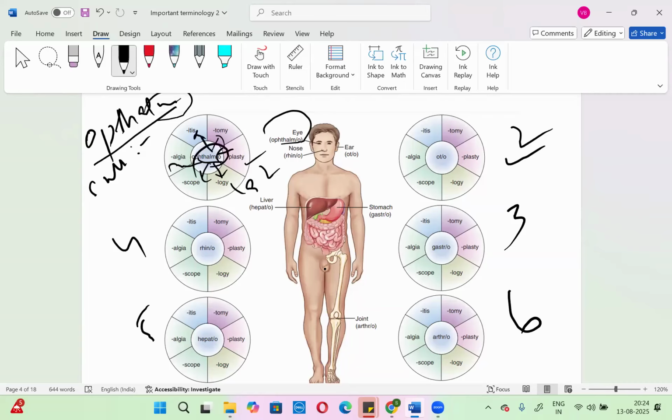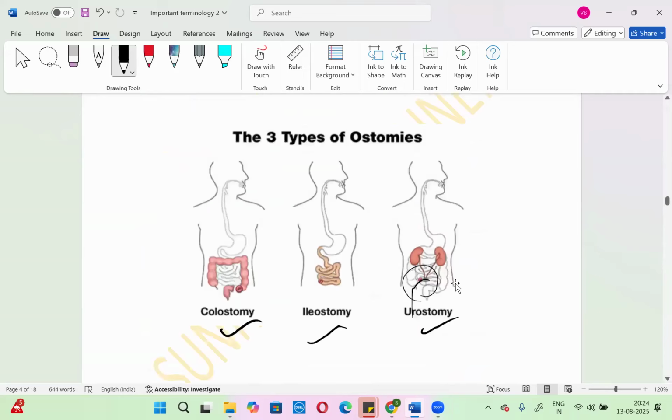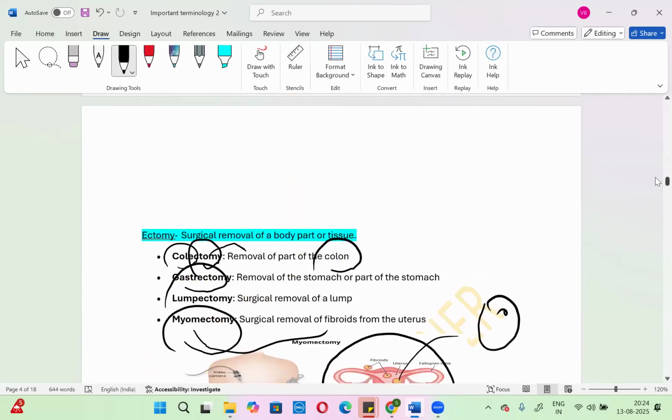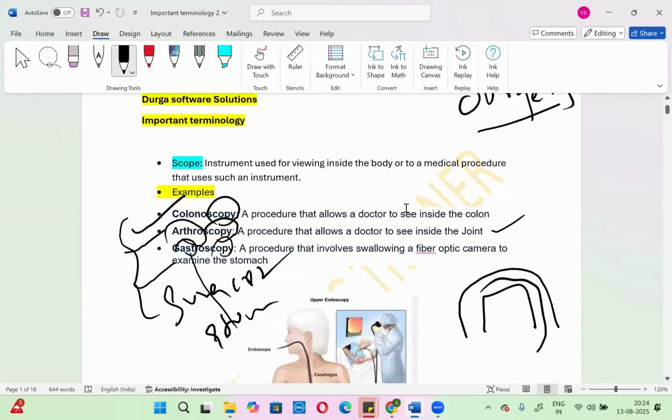So in this way, you can try the remaining. I'll be dictating the notes for today's session. You can take down the notes. Write down the heading: Medical Terminology, Class 2.